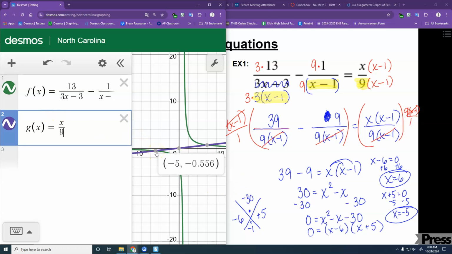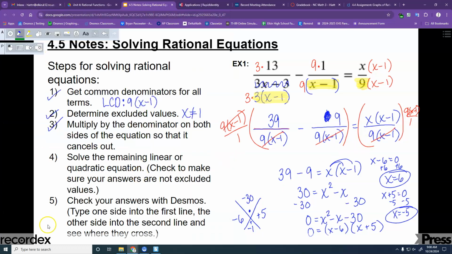See right here, they cross at negative 5. You only need the x value. And over here, they cross at 6. You only need the x value for that. So you can check using Desmos. Okay, questions?